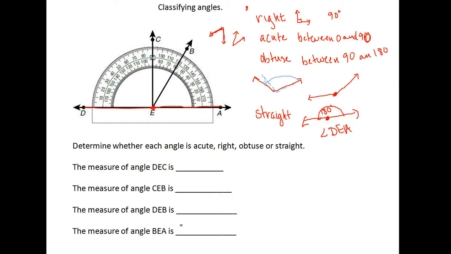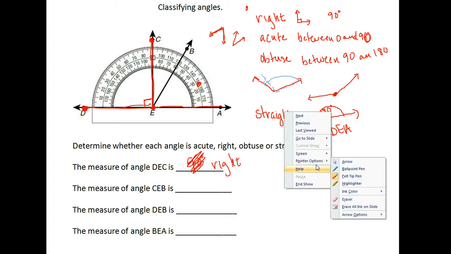Okay, so let's classify some of these. Angle DEC. Take a look at angle DEC. Again, I'm going to go ahead and trace over the top of it. So we're going from D out to E and up to C. Notice that angle forms a perfect square in its corner. Therefore, it is a 90-degree angle. And we call those what? What kind? Acute, right, obtuse, or straight? Right. So I better just put right here since we're just classifying. Okay, let's erase it and we'll go on to another one.